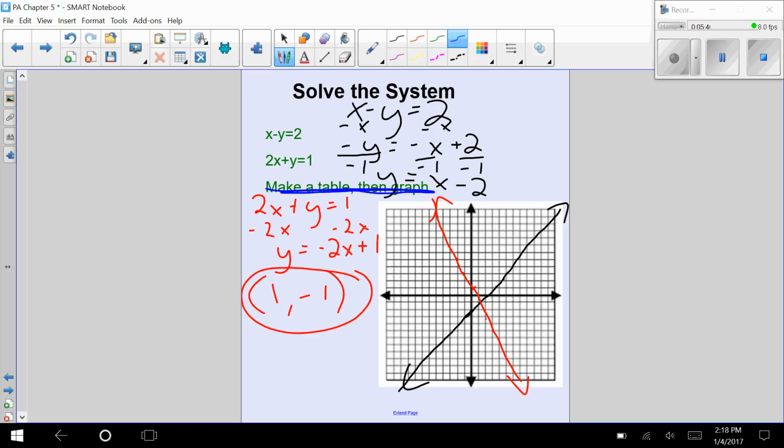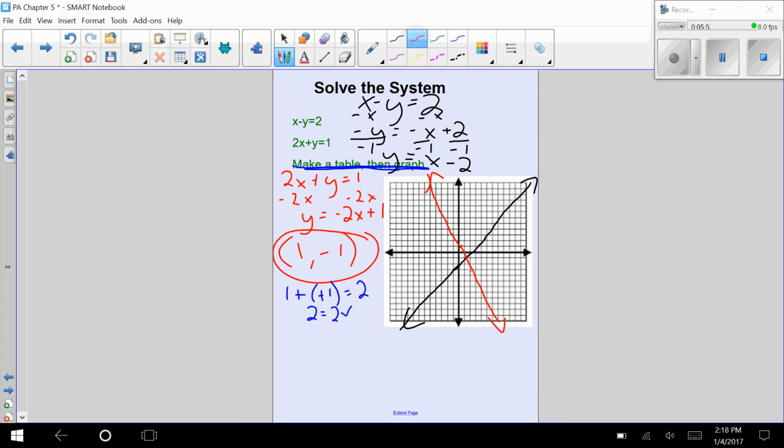Let's check. Always check in the original equation. So x is 1 minus y is negative 1. Does that equal 2? Well, that's plus positive, so 2 equals 2, and it works. Then let's check in the second equation. 2 times x, which is 1, plus y, which is negative 1, equals 1. 2 times 1 is 2. 2 plus negative 1 is 1, so 1 equals 1, so it works. It worked for both, so that is our solution.